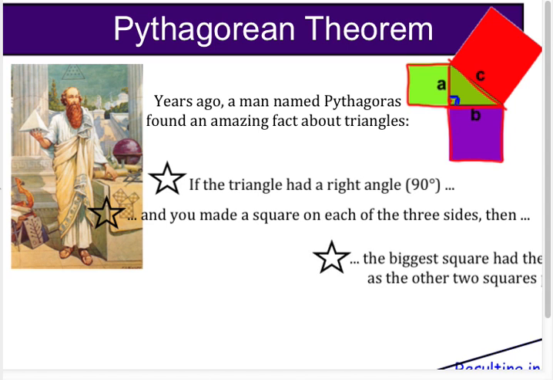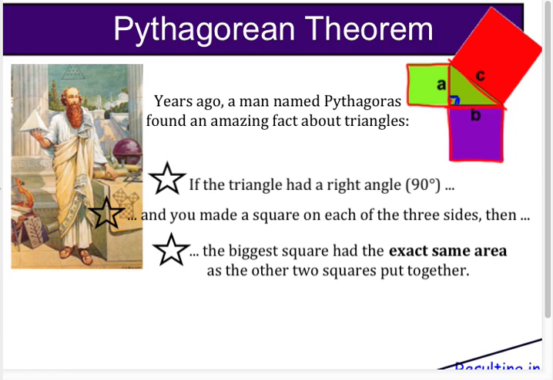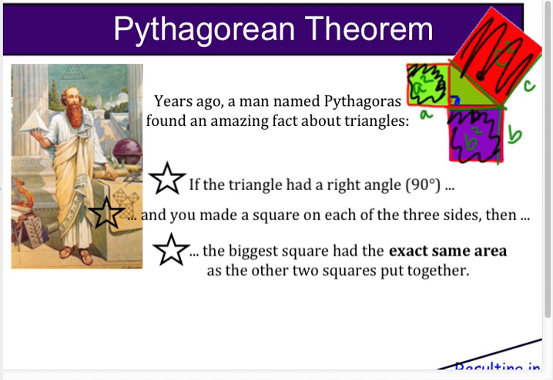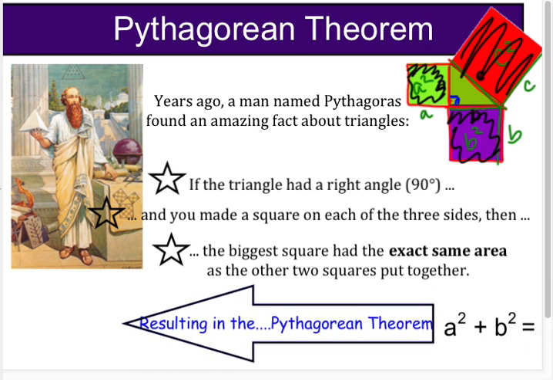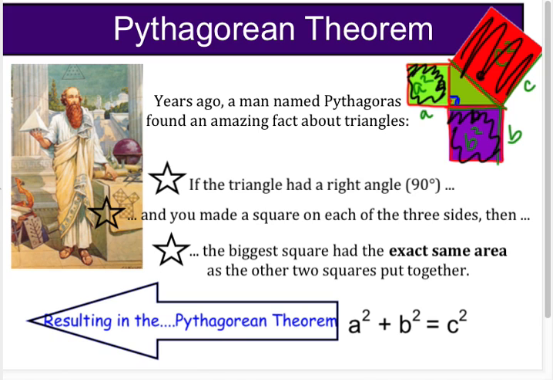What he noticed is that the biggest square had the exact same area as the other two squares put together. So if this side is A, this is A times A, or A squared. This has a length of B, so B times B is B squared. And lastly, this has a length of C, so C times C is C squared. He noticed that if you took the area of the smaller two and added them together, you would get the same area as the big square, which gave us the Pythagorean theorem: A squared plus B squared equals C squared.